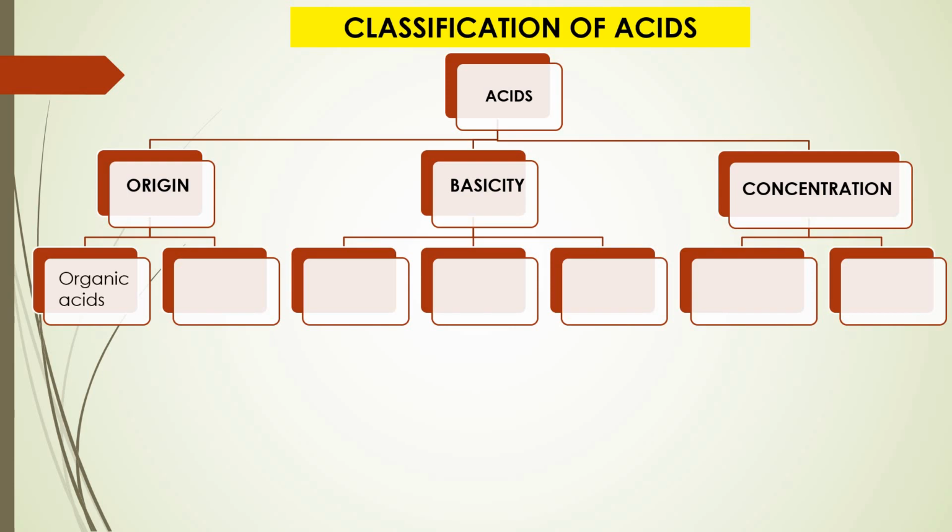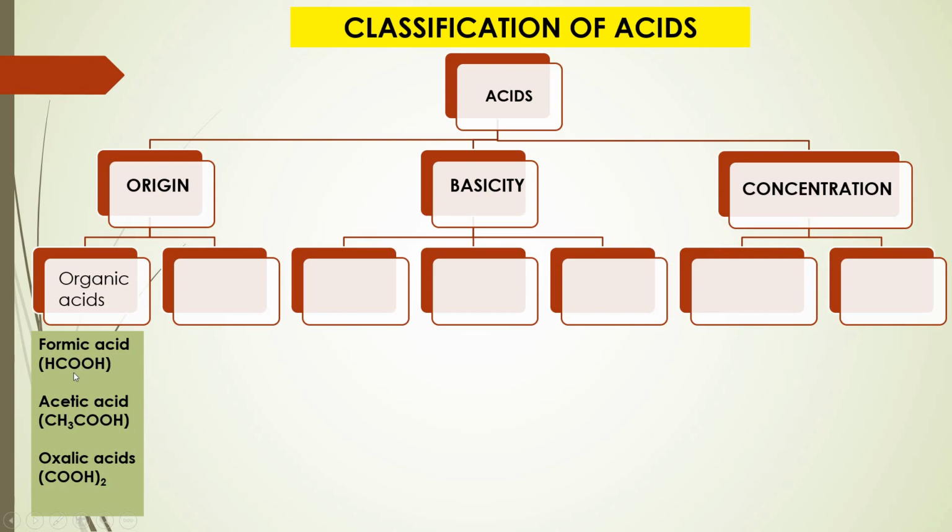If the acids are derived from plants or organic things, then they are called organic acids. And these organic acids contain carbon as the most essential element. Is that clear? For example, formic acid HCOOH, acetic acid CH3COOH, oxalic acid (COOH)2.